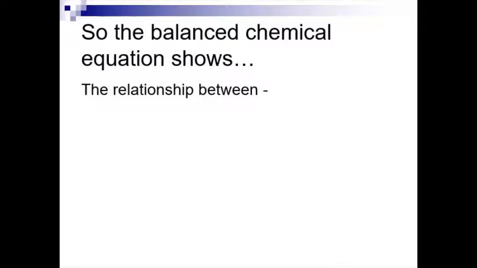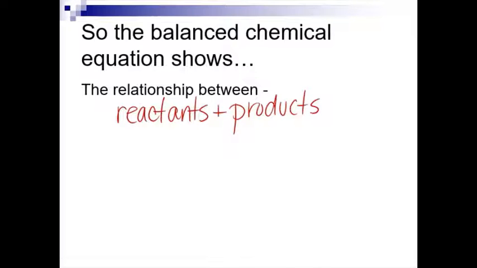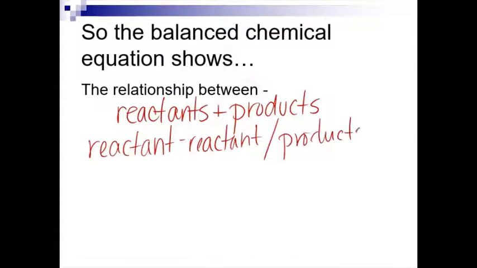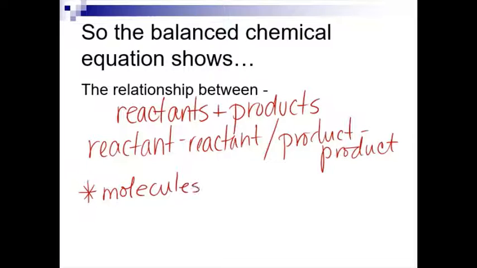When we look at a balanced chemical equation, we can see the relationship between reactants and products, or 2 different reactants, or 2 different products, but more importantly, we can look at the relationship as it relates to molecules or elements. How many? I have 3 molecules. Or we can scale it up to moles. And I promise you, using moles is a lot better than using a lot of scientific notation.